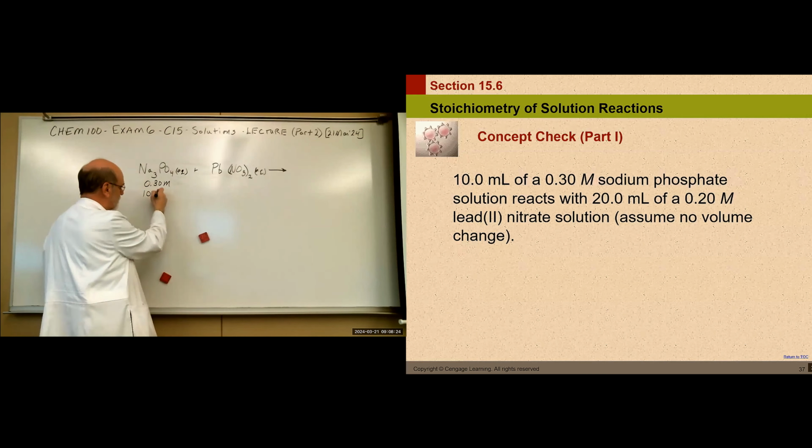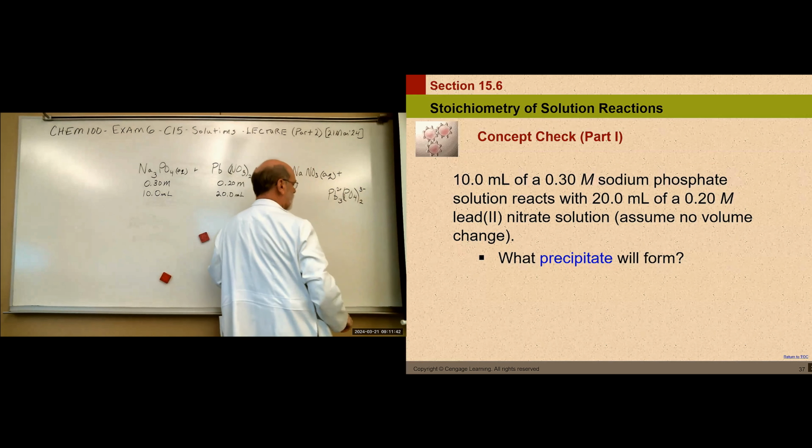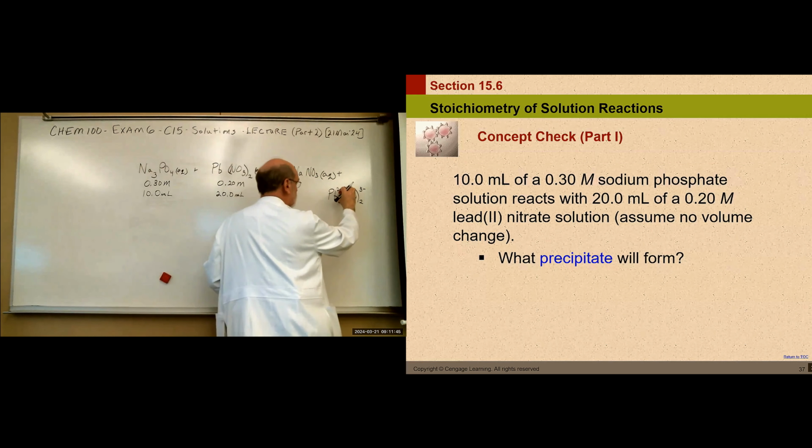The other possibility is lead 2+ and phosphate 3-. So I'm going to have to write it down here. Lead 2+ and phosphate 3-. So remember how we balance those formulas. When you have an even numbered positive ion in this case, and an odd numbered negative ion, cross multiply. In other words, this 3 comes over here, this 2 goes over there. And that balances the formula.